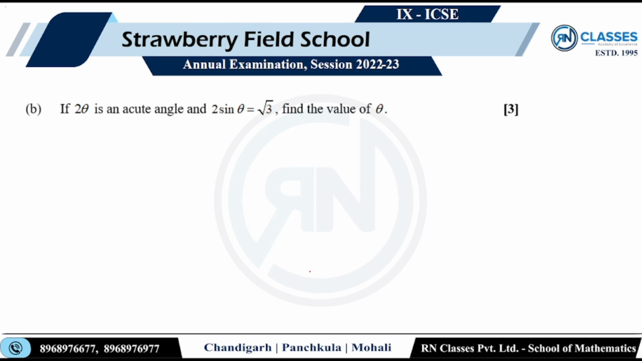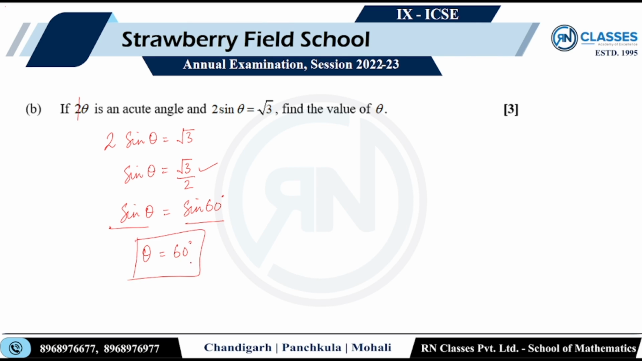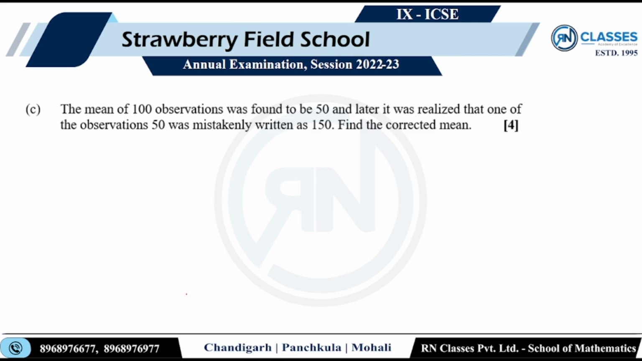इफ 2 थीटा, अब यहां पे 2 थीटा नहीं, एक्चुअली इट वाज चेंज्ड इन द स्कूल. If theta is an acute angle and 2 sine theta is equal to √3, find the value of theta. So sine theta is nothing but √3/2. So अब √3/2 sine की फॉर्म में लिख सकता हूं. Yes, sine theta is equal to sine of 60 degree. Comparison, sine of theta is equal to sine of 60 degree. So theta is equal to 60 degree, which is an acute angle given.